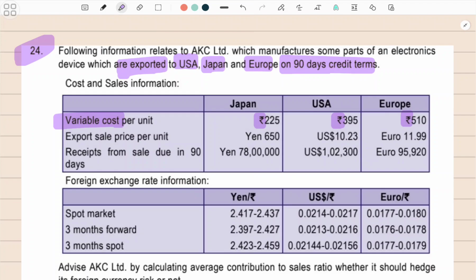Okay, export sale price is given to you in yen, dollar, euro, right? Receipt from sale due in 90 days, the total receipt, is also given to you in yen, dollar and euro. This is the individual sale price, this is the total receipt. So from both of these, can I get the quantity? Yes, I can. Then I also have the per unit variable cost. If I have the quantity and variable cost, can I multiply them and get the total variable cost? Yes, I can do that, right?